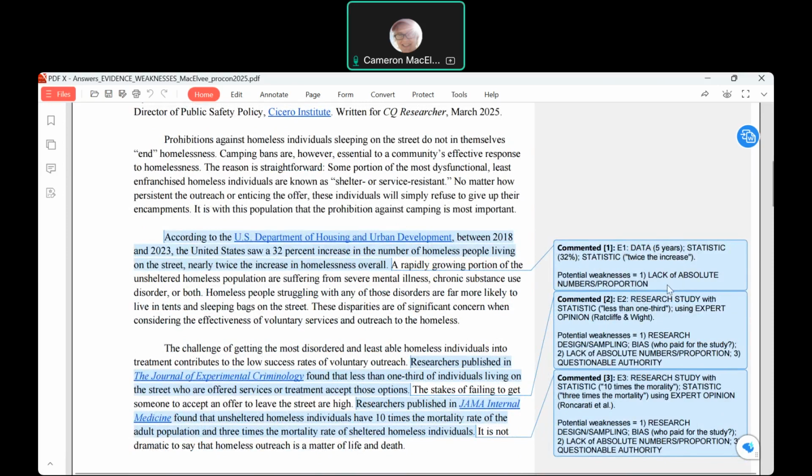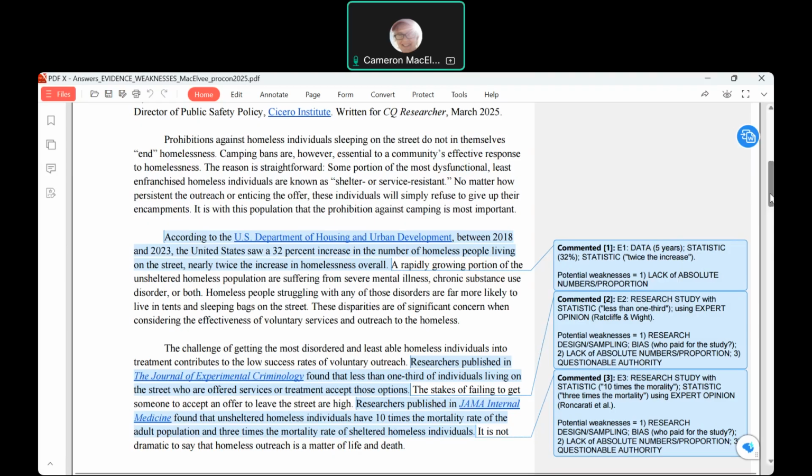What do we need to look for? Well, data and statistics both can be weakened by a lack of absolute numbers and proportions. They also can be weakened by proving one thing but supporting another, or it's unrelated, right? Or the statistic could be confusing the mean. But neither of those are at play here with this type of data and statistic.